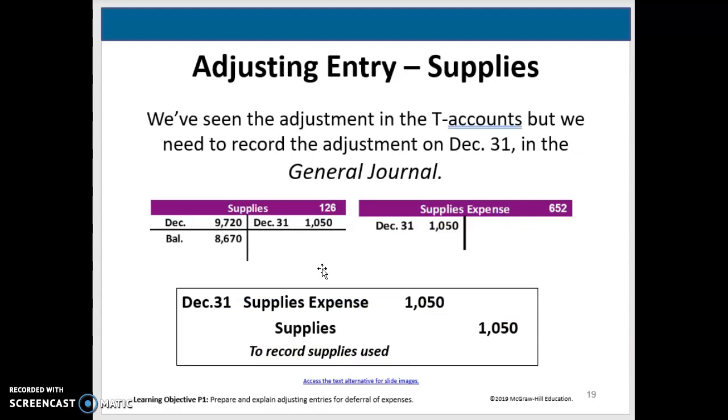We've debited supplies expense and we've credited supplies. Now if you look in our supplies account up here, we have a balance of $8,670 going into the next month. As we use more the next month, we'll expense more at the end of next month. We'll do the physical count at the end of the month to see what we have left and then go forward from there.